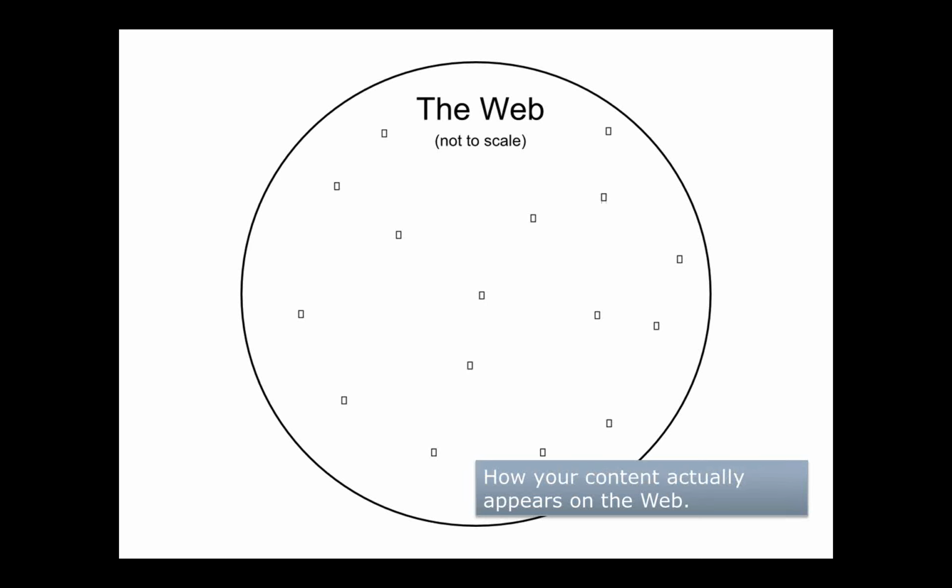This is how our content actually appears on the web. It actually appears as a number of independent pages on different subjects scattered all over the place, because when people actually visit the web, they get a collection of links that they visit from all kinds of different places. And so individual pages from our site appear in different searches on different subjects.